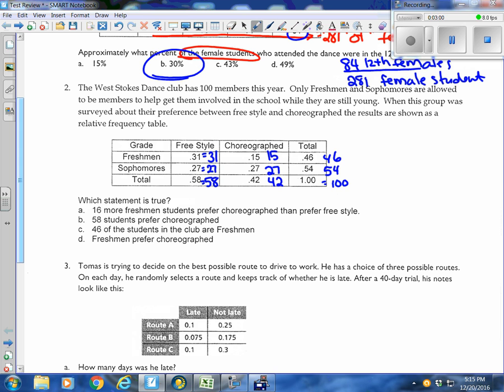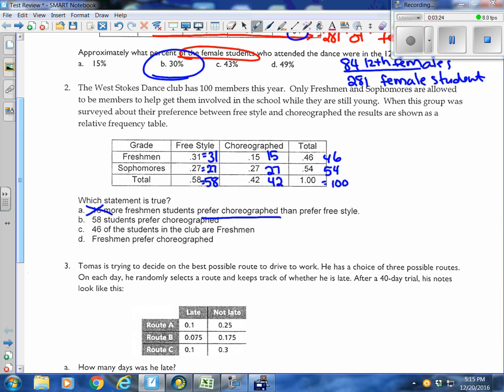So I have all of my numbers. Now that I have all of my numbers, I can figure out which statement is true. Choice A: 16 more freshman students prefer choreographed than freestyle. So I'm looking at freshmen. Well, it looks to me like 15 to 31, so freshman students don't prefer choreographed to freestyle. And it's definitely not 16. It's written the opposite way.